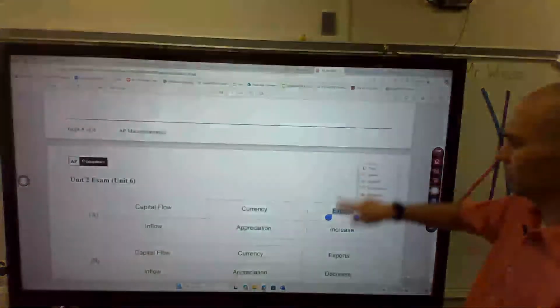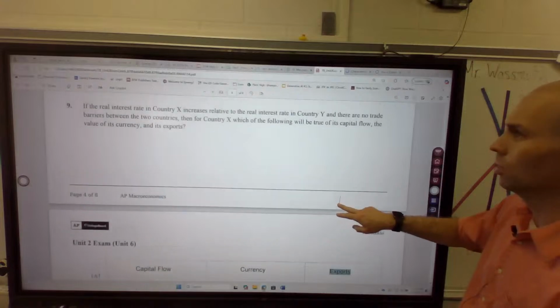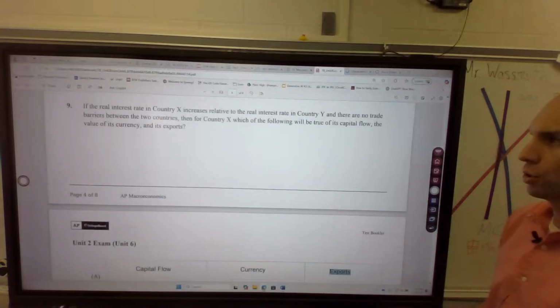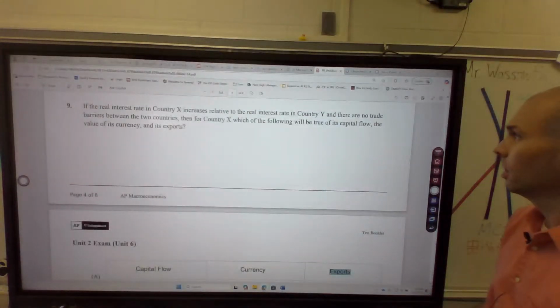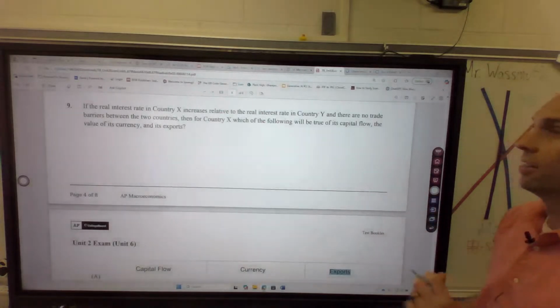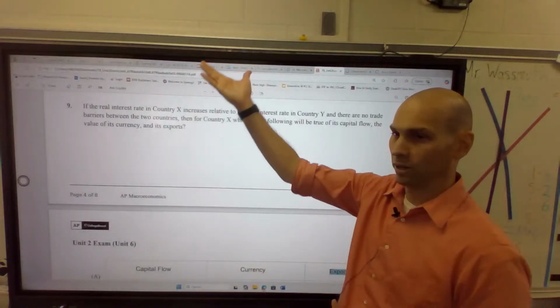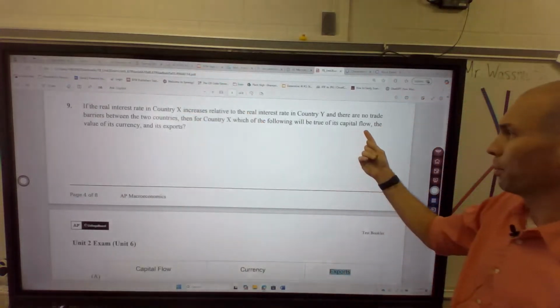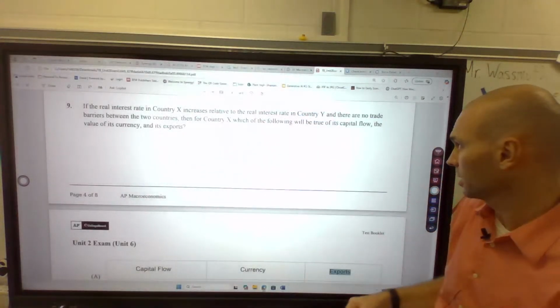Good. Come on. All right, if the real interest rate in country X increases relative to the interest rate in country Y, and there are no trade barriers between the countries, then for country X, which of the following will be true of its capital flow, the value of its currency, and its exports. So X has a higher interest rate. So capital will flow what? To country X. So the inflows to country X.